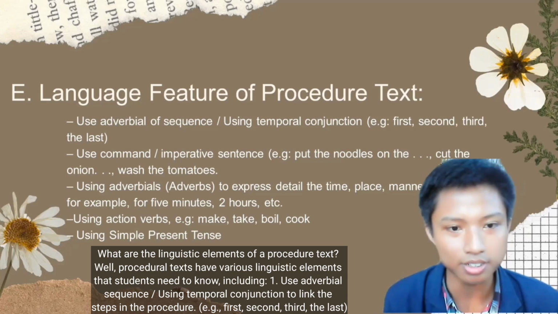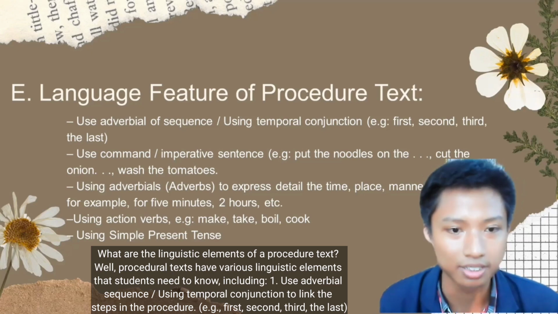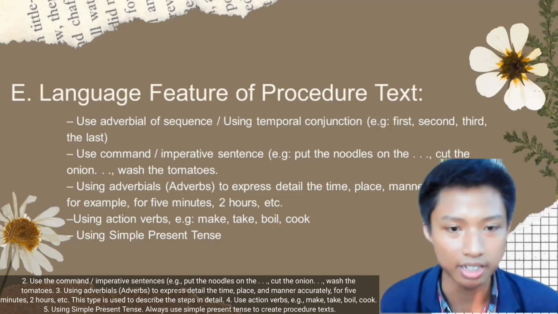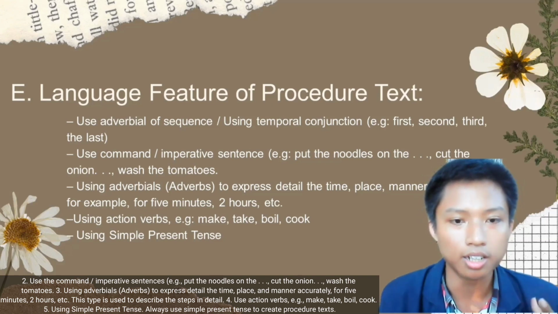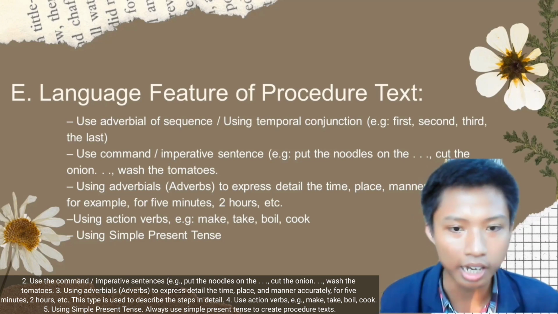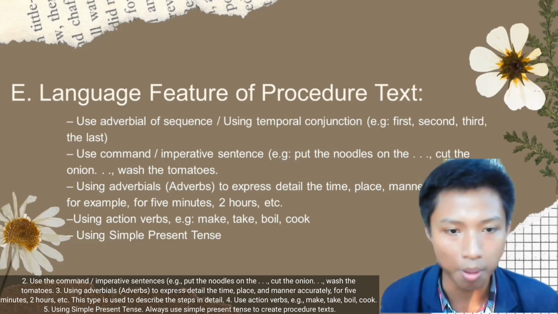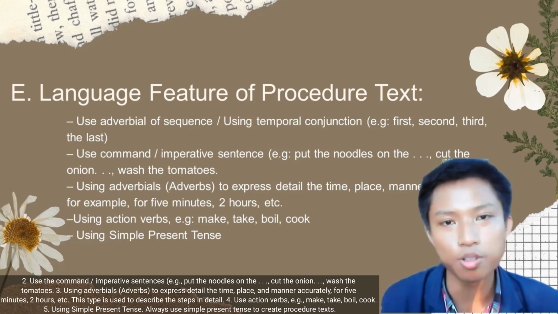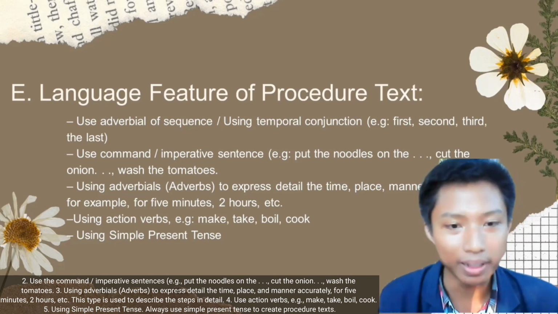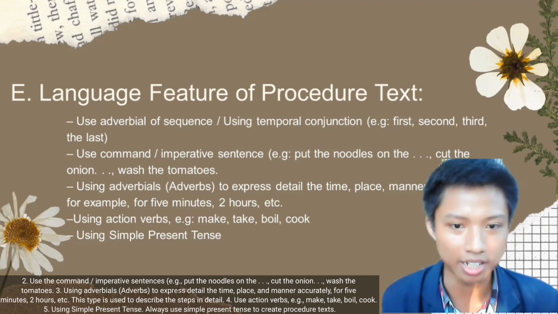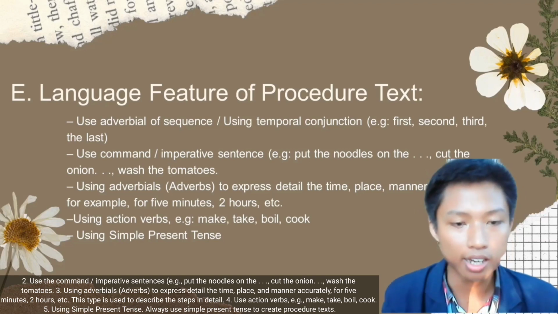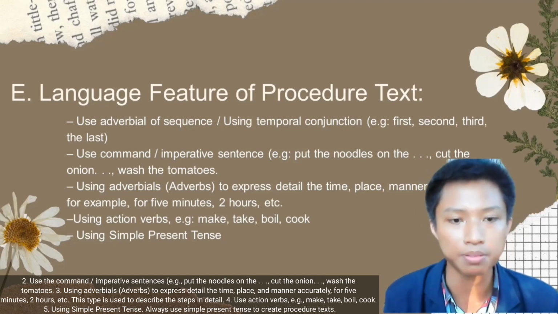Exempli gracia, first, second, third, and the last. Secondly is use the command or imperative sentences, like put the noodles on the table, cut the onion, or wash the tomatoes. Number three is using adverbials to express a detail, the time, place, and manner accurately, for 5 minutes, 2 hours, etc. And this type is used to describe the steps in detail.